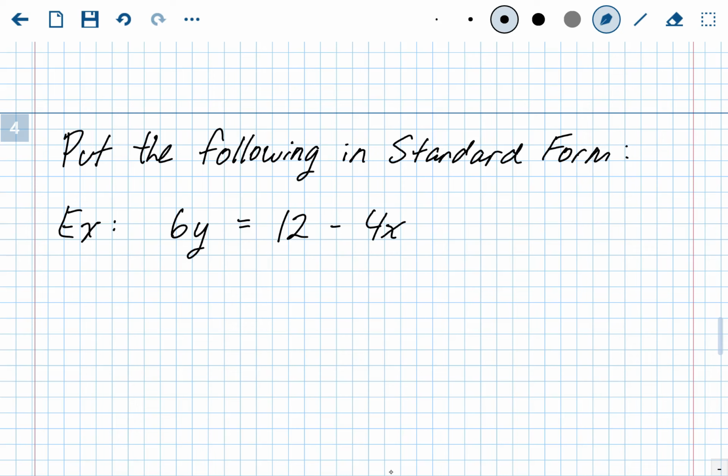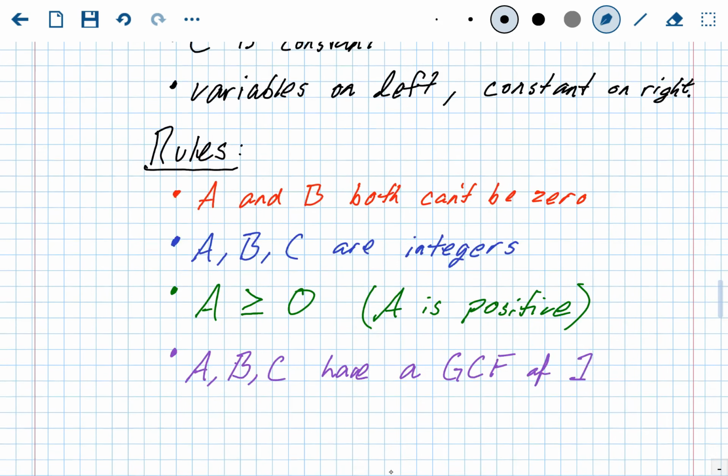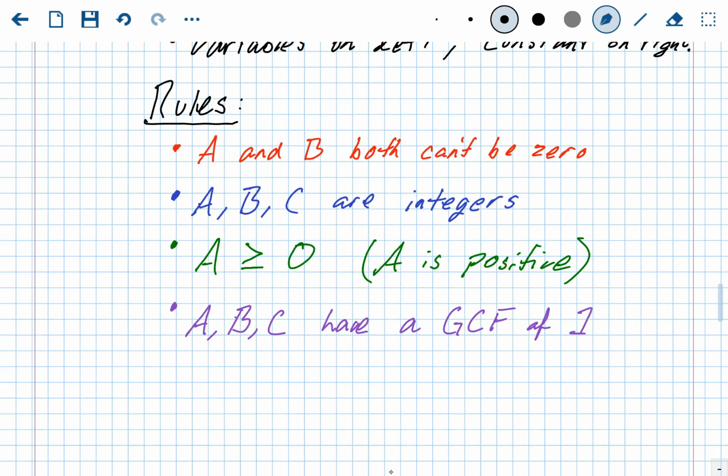Now we're going to run through some examples of putting linear equations into standard form. Put the following into standard form. And remember, we have to follow these 4 rules. A and b both can't be 0. A, b, and c can't be fractions. They have to be integers. A should be positive, and a, b, and c should have a GCF of 1. We're trying to get into ax plus by equals c.